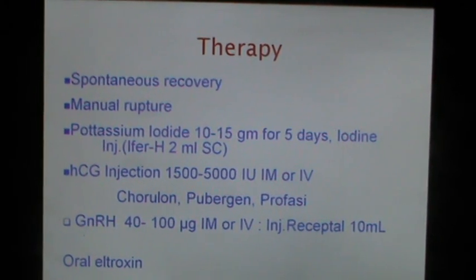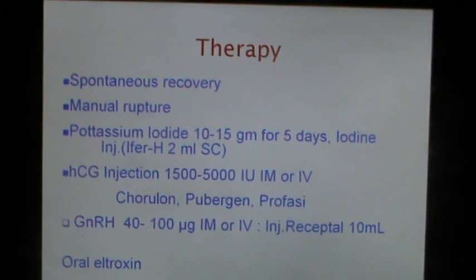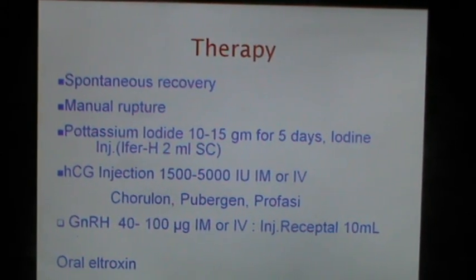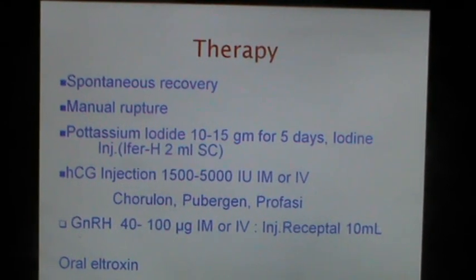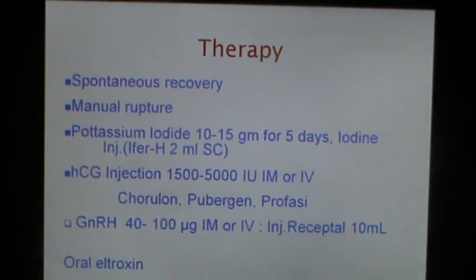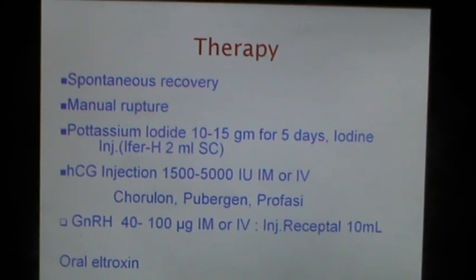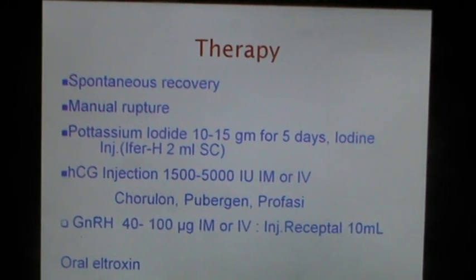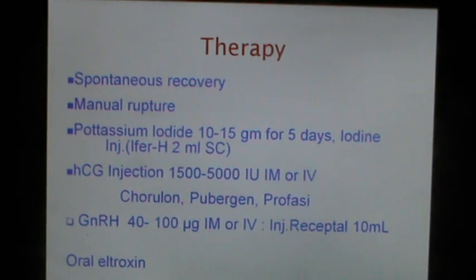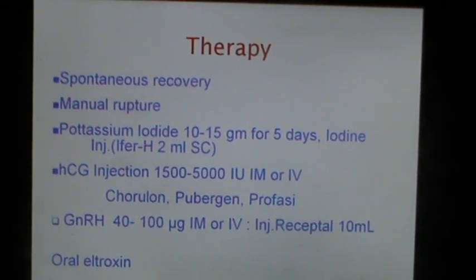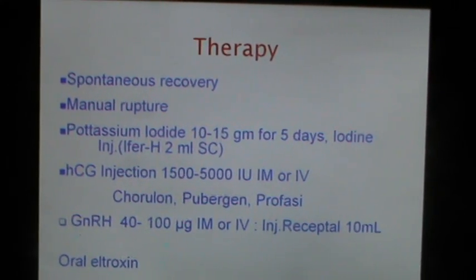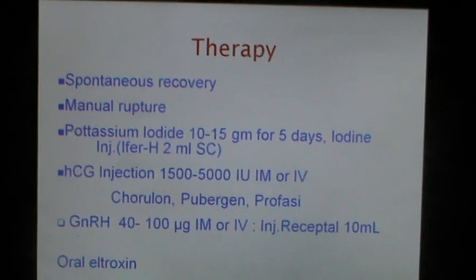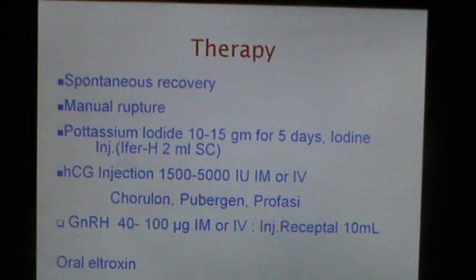The therapy of ovarian cysts: spontaneous recovery has been observed in cows with ovarian cysts. Then there was a time when manual rupture of the ovarian cyst was suggested, but currently manual rupture of the follicular cyst is not suggested because that may result in uncontrolled hemorrhages and development of attachments of the ovary with the surrounding structures.